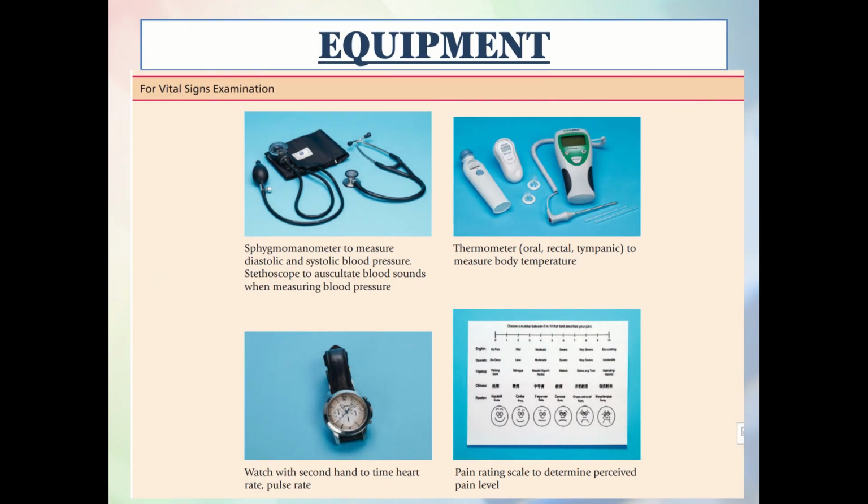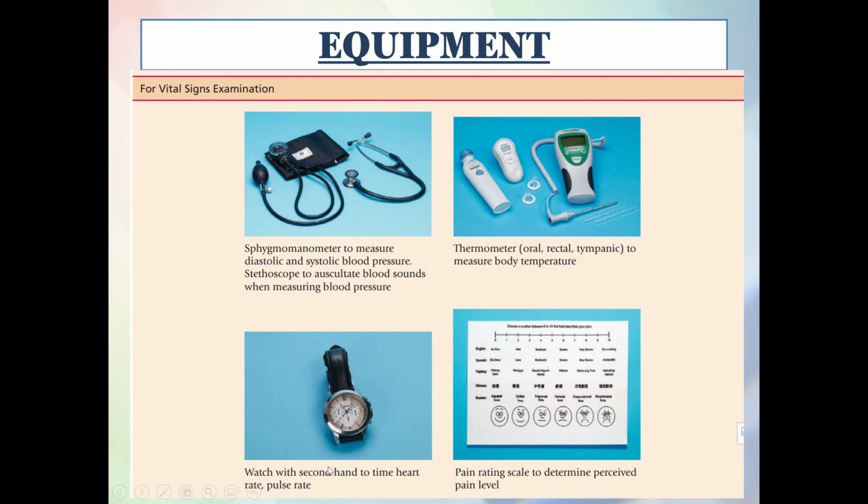Next, for vital signs, commonly, ito yung mga ginagamit natin. So, you have the sphygmomanometer. This is used to measure your blood pressure. And then you have your stethoscope. And then thermometer. We have three types of thermometer. You have the oral, rectal, and tympanic to measure body temperature. So, the most common now is the tympanic thermometer to get our temperature.